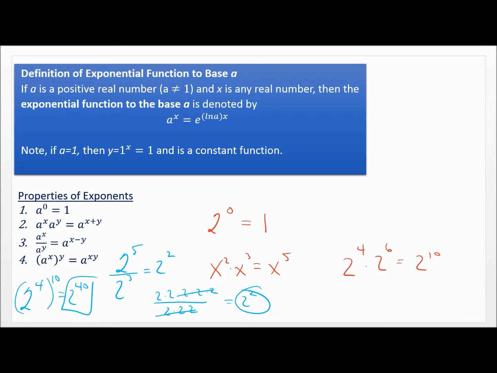And by the way, before I switch pages, those properties can all be proven from this definition right here. I'm going to spare you the gory details because I think you're already comfortable with those properties. But the true way to prove those 4 properties is to use the definition that I gave you, which can be done, but we're going to spare us all some time and just assume those properties true without proof.